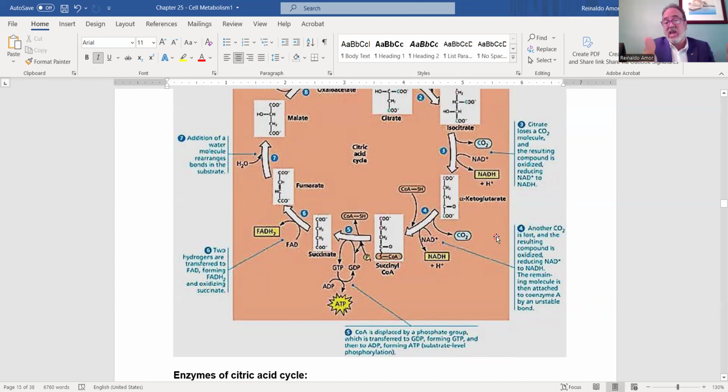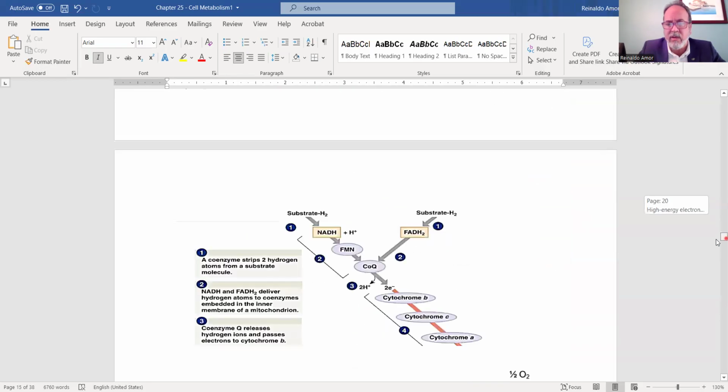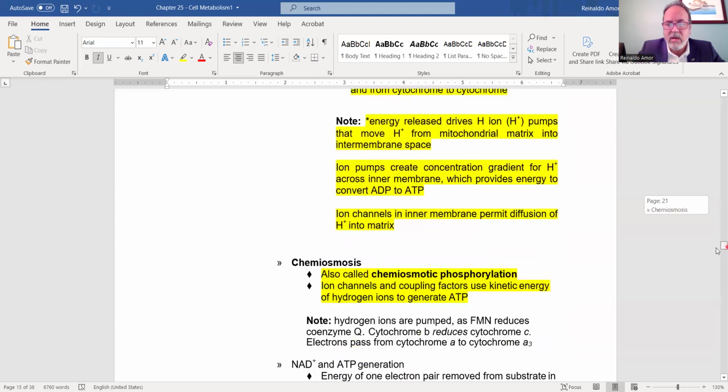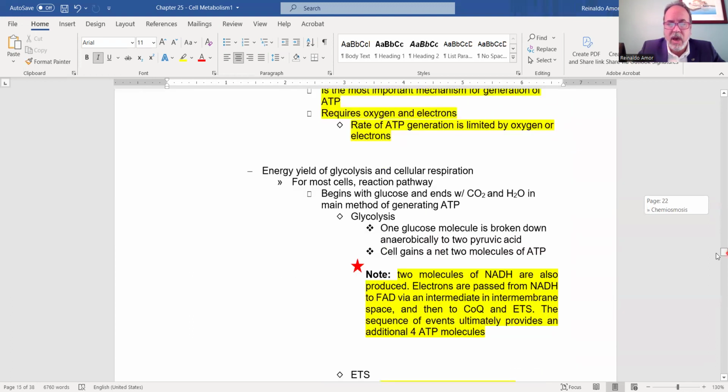NAD and FAD, they'll just get electrons, right? So that they can take them to the electron transport system so that we can generate hydrogen ions so that we can make ATP, right? And water. But we need oxygen, right? We need oxygen in that respiratory chain, right? We need oxygen. So that's how that works. Okay.